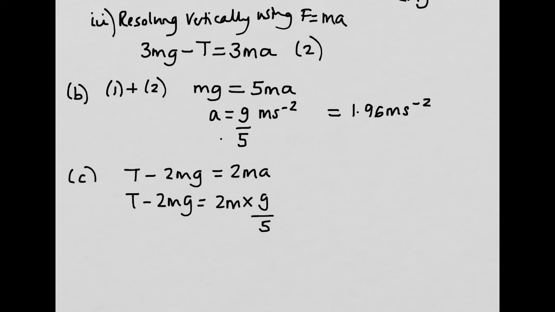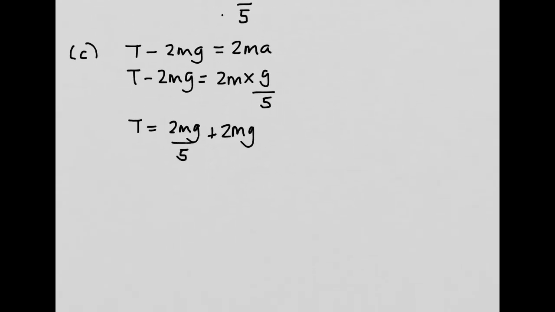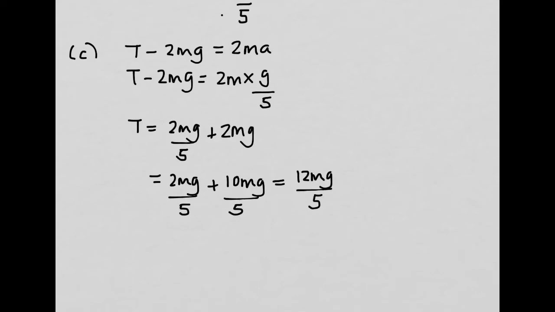Therefore, I can now write T equals 2mg over 5, add 2mg. Here comes your fraction skills. So we need a common denominator to make this work. So I'm going to write that, because that would be an equivalent fraction, and that would give me 12mg over 5. And that's part C completed.